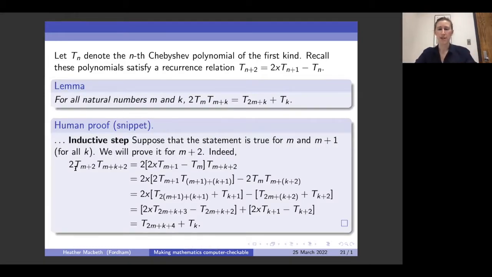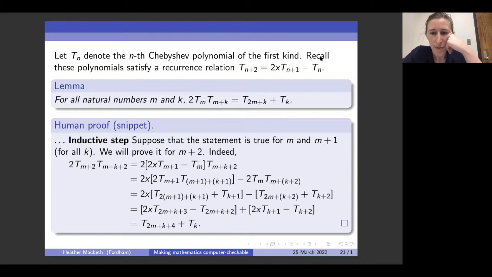This is just a proof about Chebyshev polynomials. So recall that the Chebyshev polynomials are defined by some recurrence relation. These are polynomials in one variable: T_{n+2}(x) is 2x T_{n+1}(x) minus T_n(x). Again, I forgot to write what the base case of the recurrence is. And there's a multiplication formula for the Chebyshev polynomials for all natural numbers m and k: 2 times this product of Chebyshev polynomials is the average of 2 other Chebyshev polynomials.